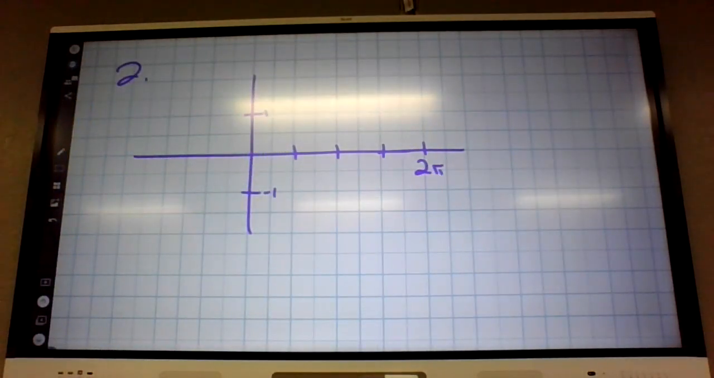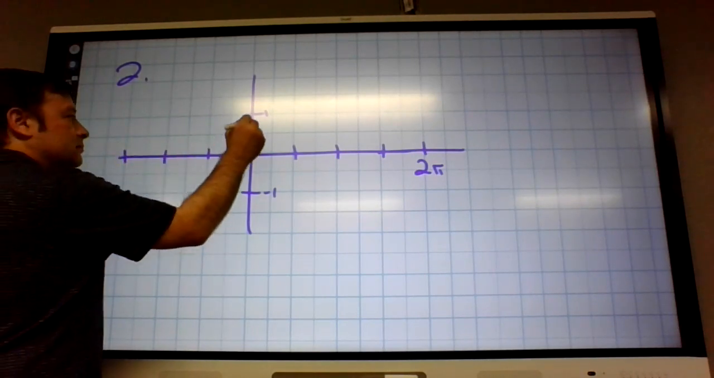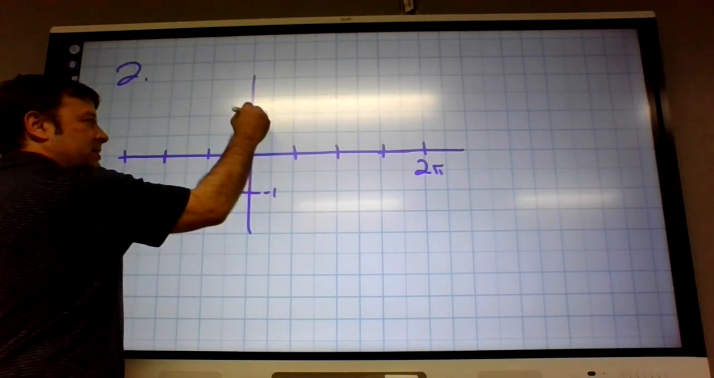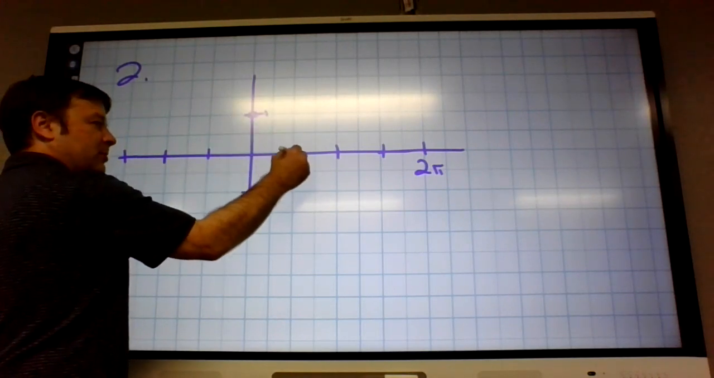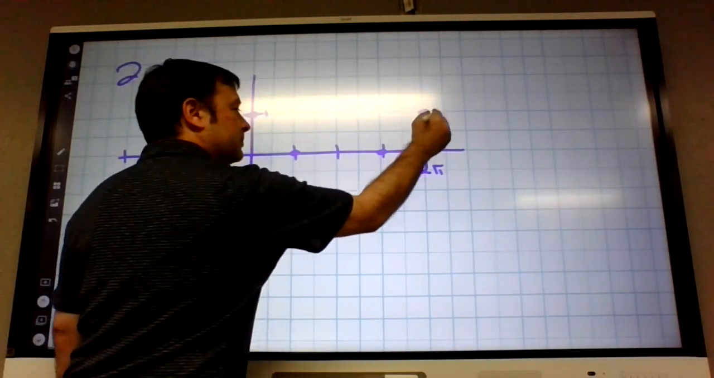Okay, so where did cosine start? It starts at the 1. Starts at the top. So that means if you're at the top, the only way to go is down. Down, down, middle, top. Okay.